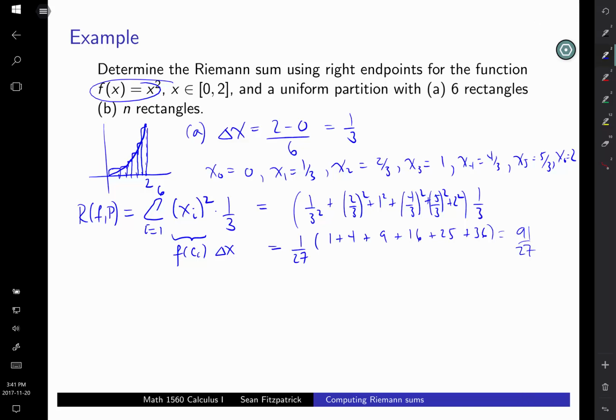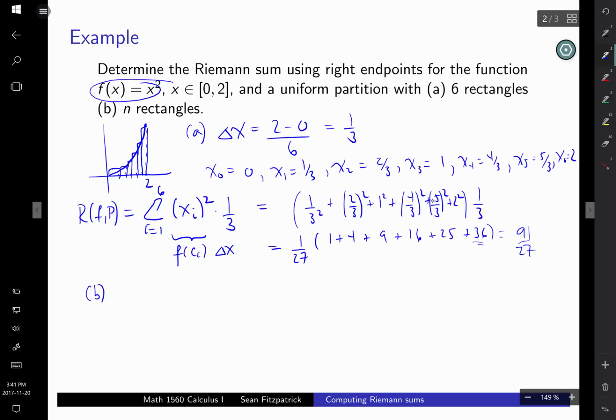If we had done left endpoints instead, well, then the first term I would have put in would have been a 0, right? I would have a 0 squared at the front, and I wouldn't have the 36 at the end. And you can see that I would, in fact, get a much smaller number, right? I would have to drop this 36 off the end. So I would get an underestimate that's much smaller.